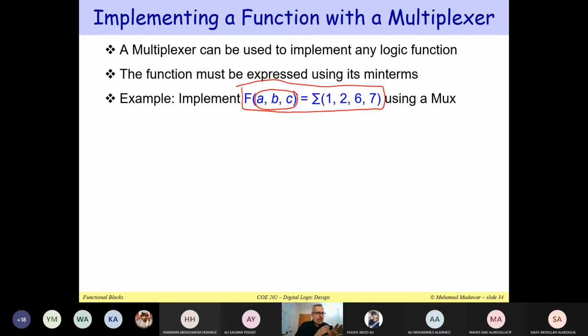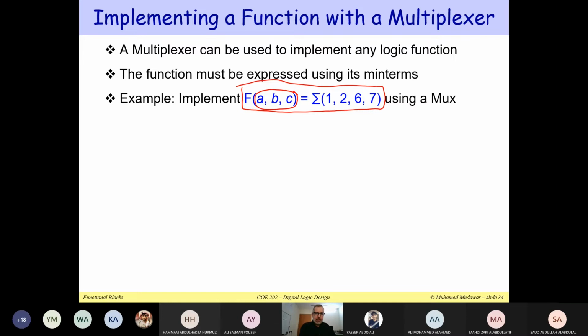Now I really need you to answer this question because I'm not going to answer it. I really would like to listen to you. I would like you to tell me, if I would like to use a multiplexer, how can I implement this function using a multiplexer? What will be the size of the multiplexer? And how do I connect, what will be the inputs and what will be the output? Students, someone answer me.